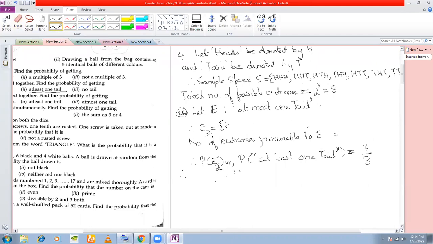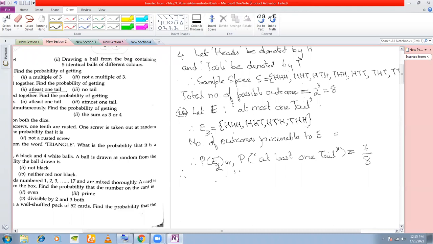Which has no tail? So HHH. Second, third, and fourth: HHT, HTH, THH. And we can't take the others. Why can't we take the others? Because they have two tails. We need at most one. That means either no tail or one tail only.